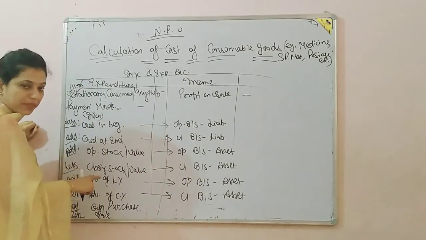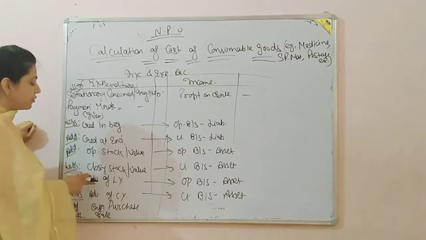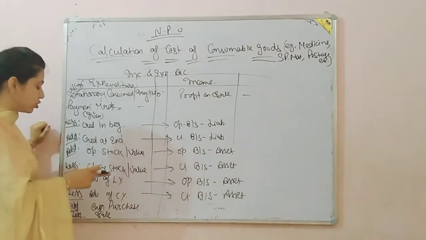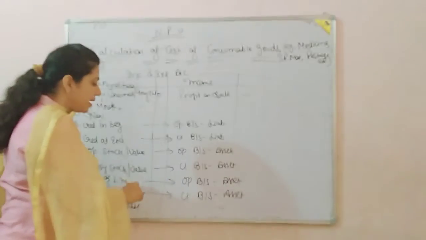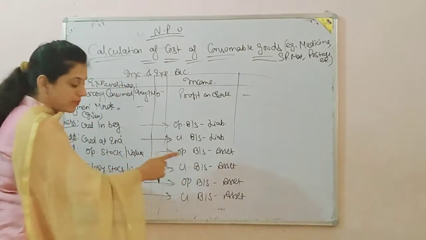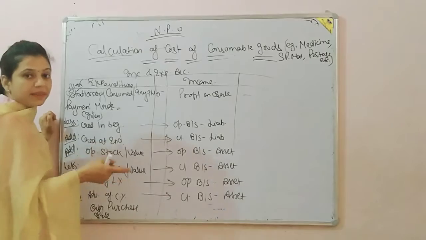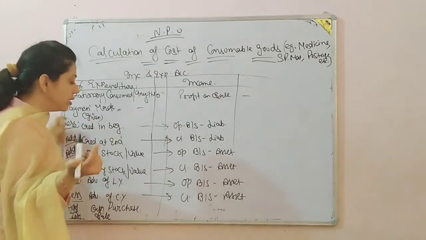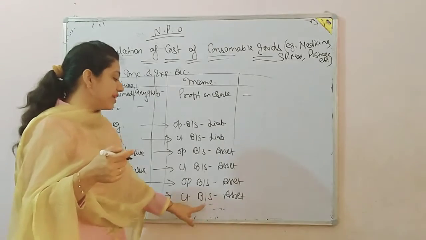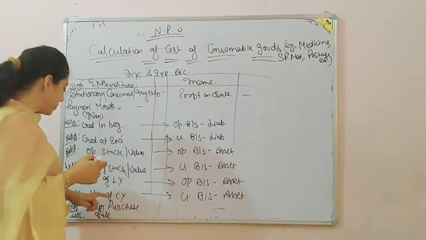One more thing can be there: advance payment of expenses. If it is advance of last year, it is related to the current year, so it should be added and shown on the asset side of the opening balance sheet. And if it is advance of the current year, it is related to next year, so it should be less and shown on the asset side of the closing balance sheet as prepaid expenses.